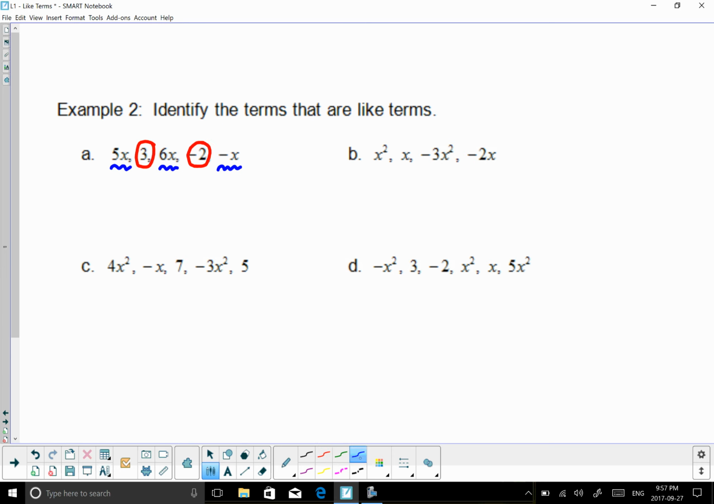So the first group is 5x, 6x, and -x. They all have just an x. And the second group is 3 and -2. They're just simply numbers, so they group together.